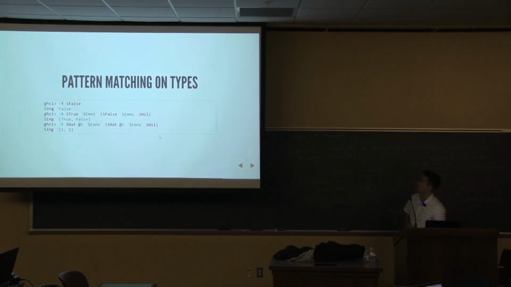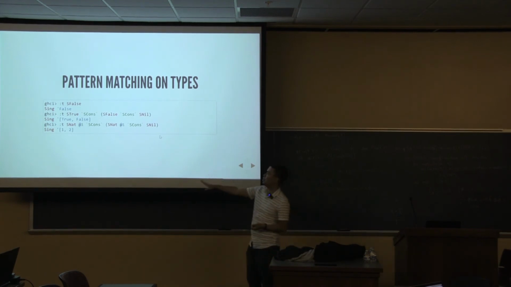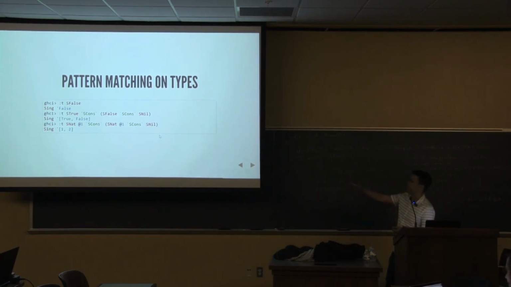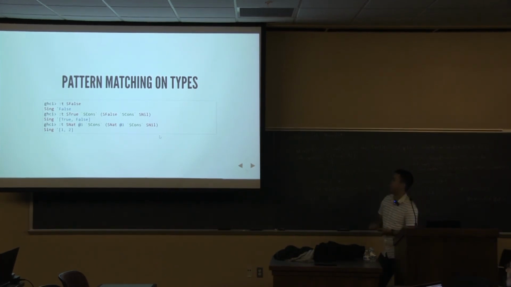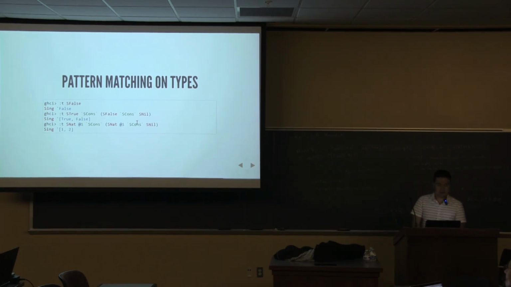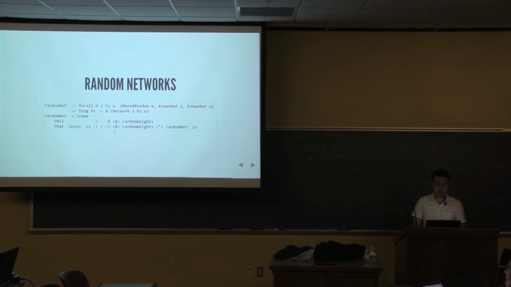But just another demonstration: the value SFalse is the only inhabitant of the type Sing False. The value STrue `SCons` SFalse `SCons` SNil is the only inhabitant of type Sing '[True, False]. And the value SNat 1 `SCons` SNat 2 is the only inhabitant of type Sing '[1, 2]. So in this case, we actually can pattern match on types. If we have a Sing Hs, we can say, if it's SNil, it's an empty list. If it's SCons, it's a non-empty list. Well, let's see it in action.